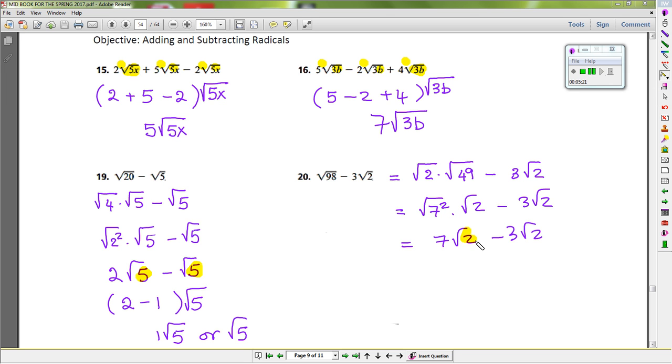You can see right here that both of the radical terms have the same radicand, which is 2, and they also have the same index. You don't see it here, but the index is 2. So you put the parentheses, put your like radical outside, and inside put the coefficients. Therefore, your answer will be 4 square root of 2.